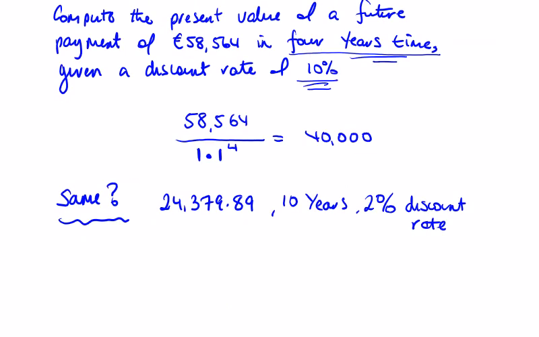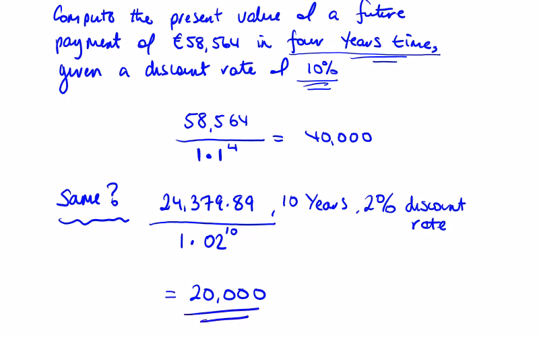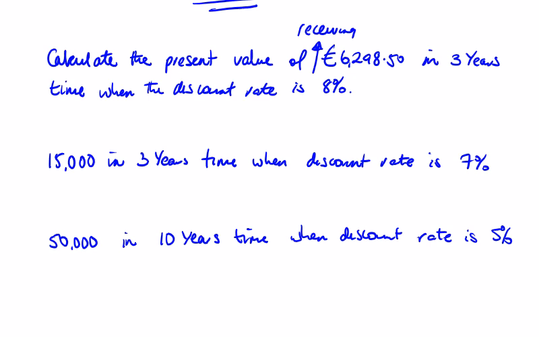If we take the same question, compute the present value of a future payment of 24,379.89 in 10 years' time at a 2% discount rate, we just divide 24,379.89 by 1.02 to the power of 10. And if you type that into your calculator, it's going to give you an even 20,000 euros. So pause the video and try these 3 easy questions.